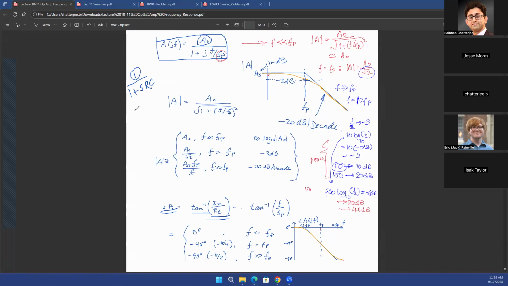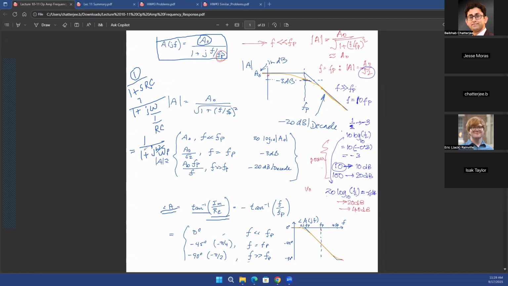In the denominator, you have 1 plus j omega times 1 over RC. What is 1 over RC? That is the pole frequency. So this is equal to 1 divided by 1 plus j omega divided by omega p. So this is the same equation that we had learned before.